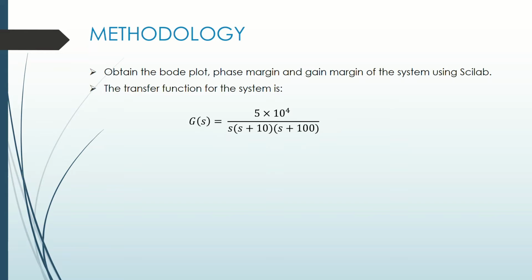For methodology, firstly we will obtain the Bode plot, phase margin and gain margin of the system by using Scilab. And the transfer function for the system is G(s) equals 5 times 10 to the power 4, which is 50,000, over s times (s plus 10) times (s plus 100).